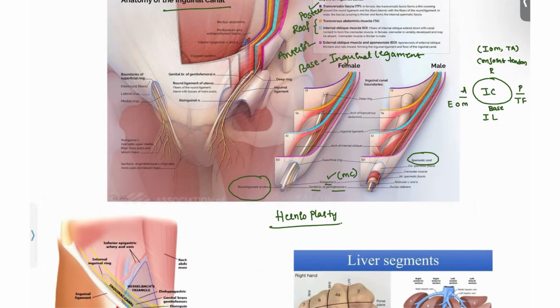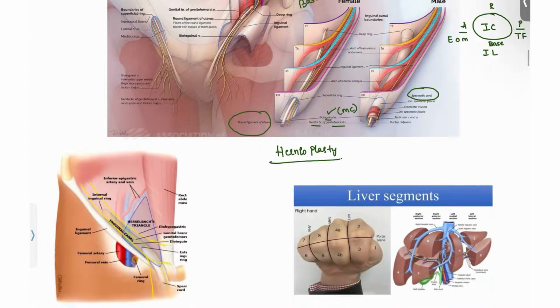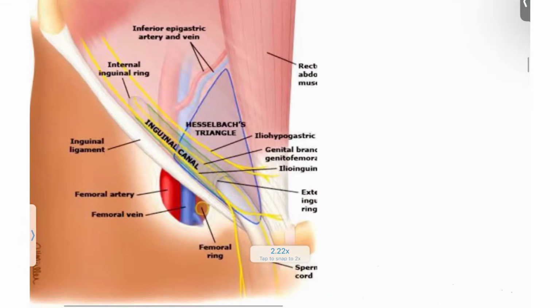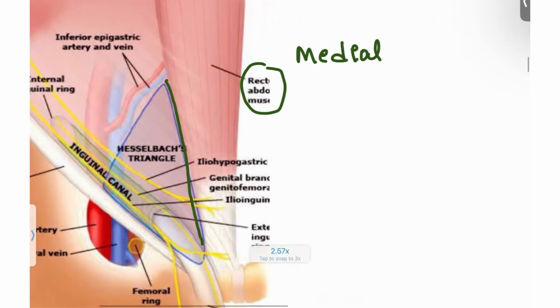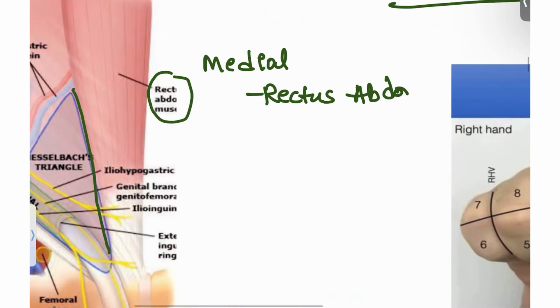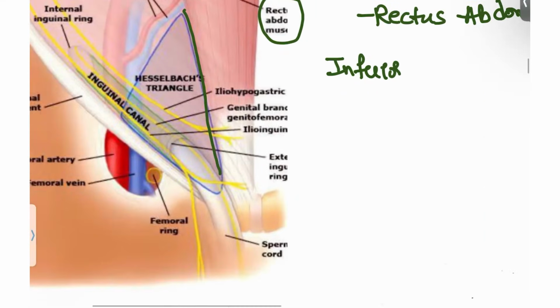Next, moving on to Hesselbach's triangle. Here you can see this is Hesselbach's triangle. What is the structure present medially? Here you can see this is the medial side, and the structure passing here, guys, is the rectus abdominis muscle. Along with that, there is an inferior side. Here you can see this is the inferior one, and on the inferior side you will see the inguinal ligament.